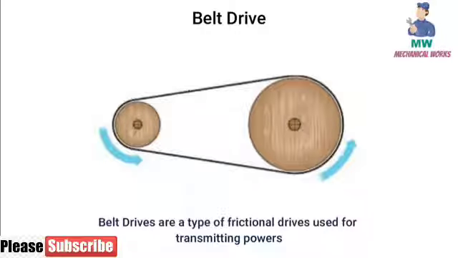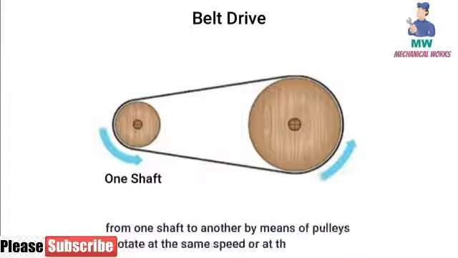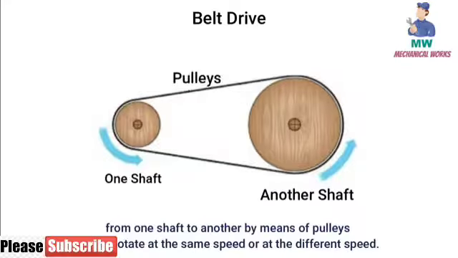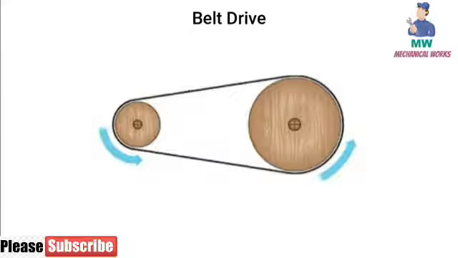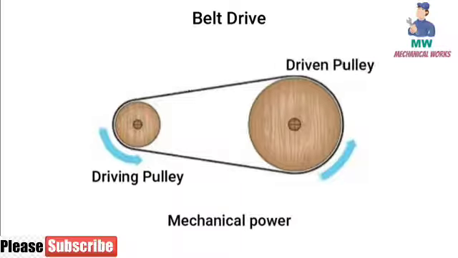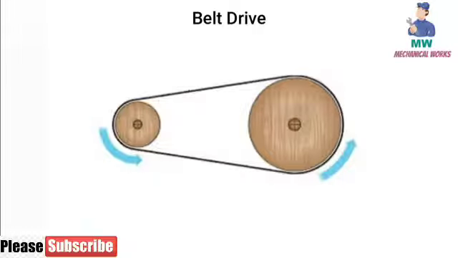Belt drives are a type of frictional drives used for transmitting power from one shaft to another by means of pulleys which rotate at the same speed or at different speeds. It consists of two pulleys over which an endless belt is passed. The mechanical power or rotary motion is transmitted from the driving pulley to the driven pulley.